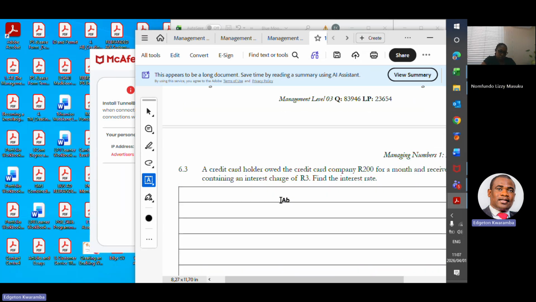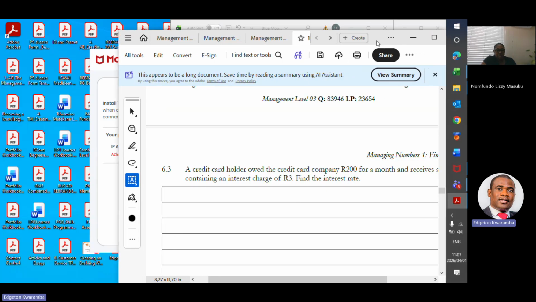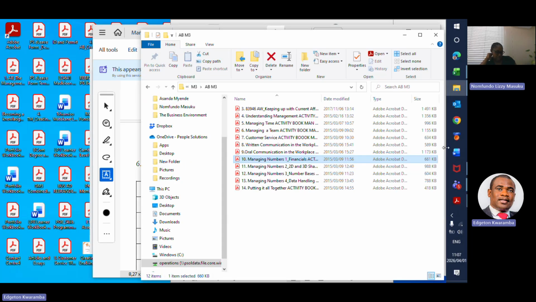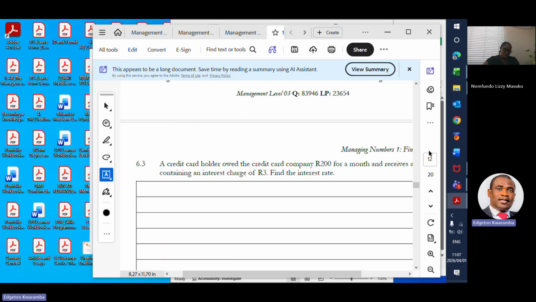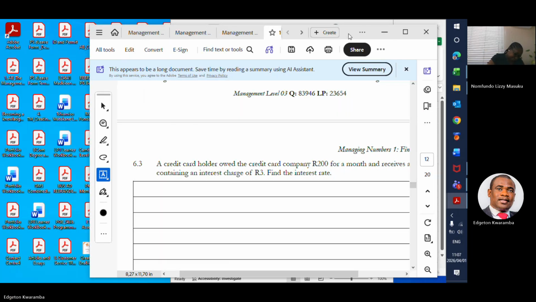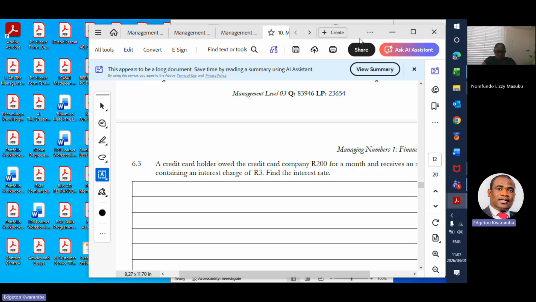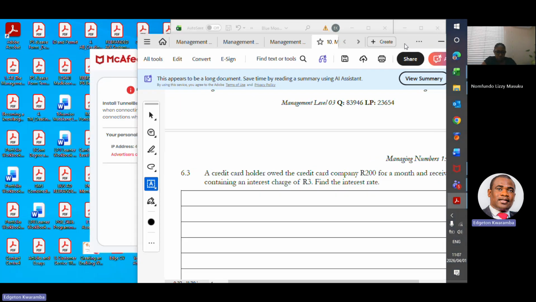And then this one is a bit tricky. It's simple interest, but this time they did not ask us for the interest. This time they gave us the interest, and then they asked what the interest rate was. So in other words, remember our formula: principal times interest rate times time.